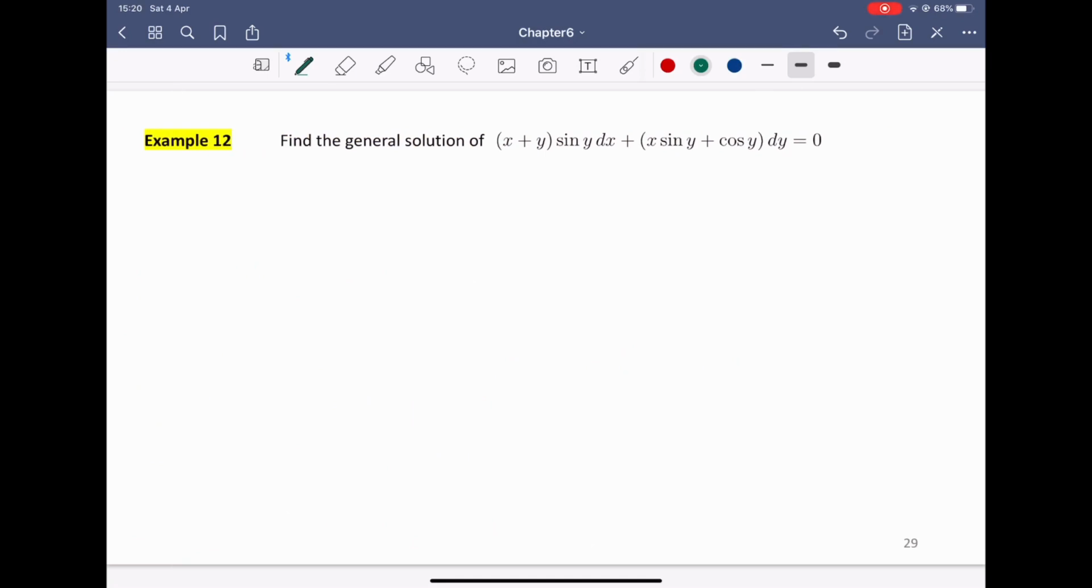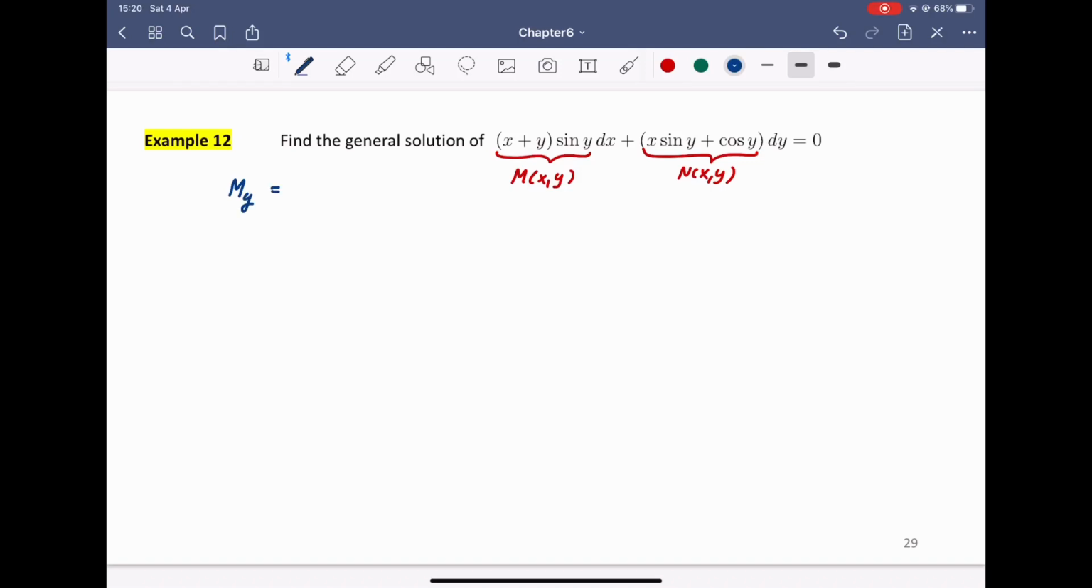This is the last one for this video. Example 12: find the general solution of (x plus y sine y) dx plus (x sine y plus cosine y) dy equal to 0. All right, let's start by setting this thing to be M. Set this thing to be N. All right, and then differentiate it. So differentiate M with respect to y.